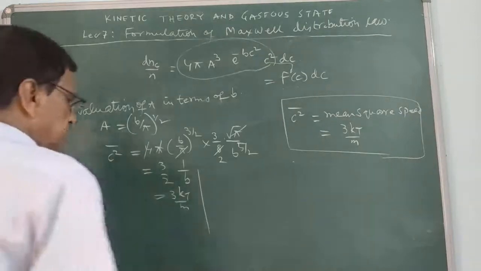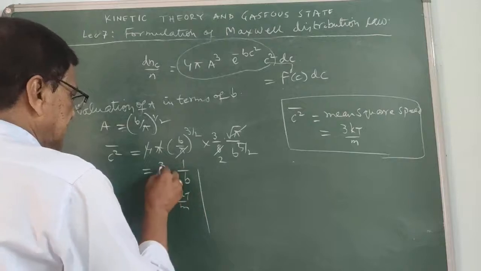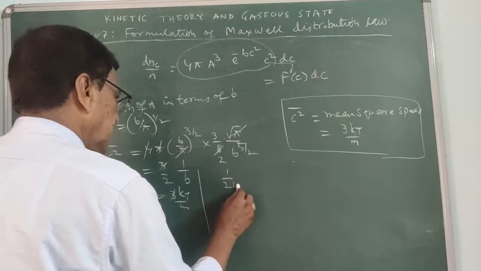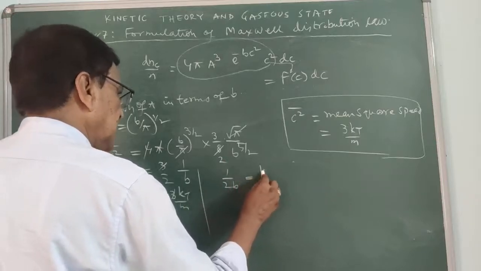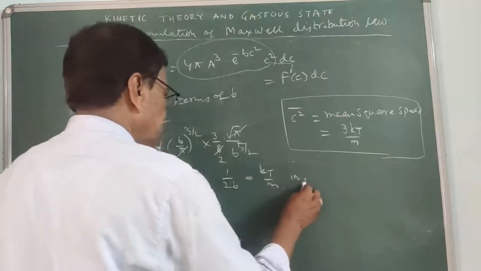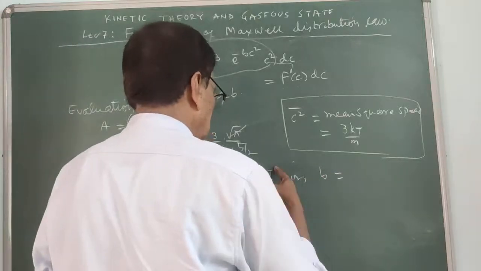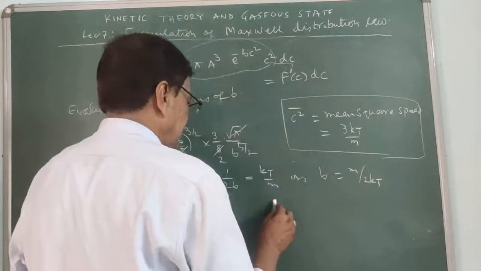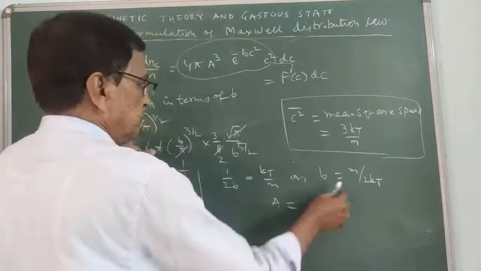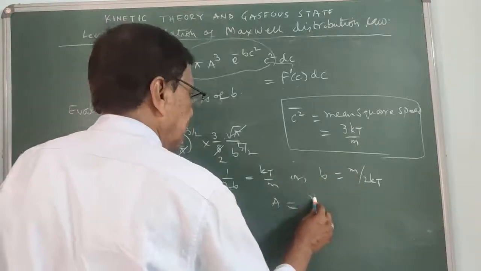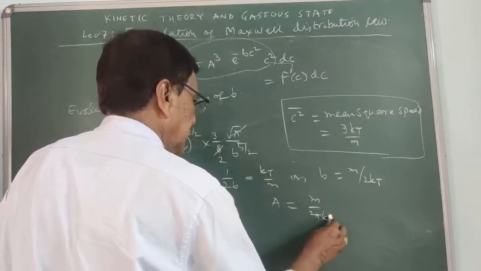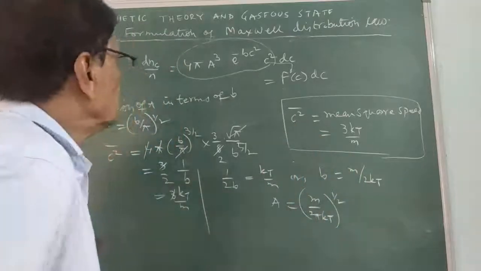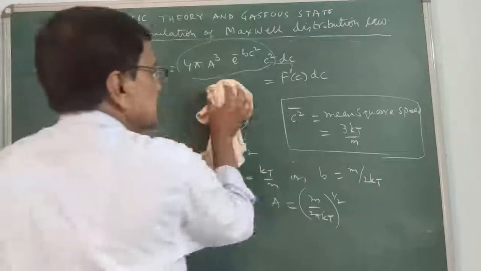So 3 cancels, so 1/(2b) is equal to kT/m, or b equals m/2kT. So A now becomes, putting the value of b, (m/2πkT) to the power half.